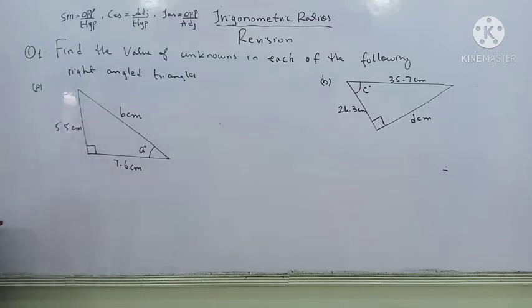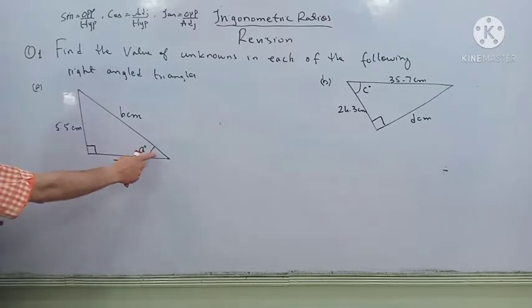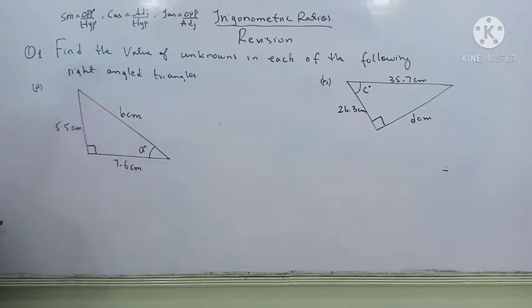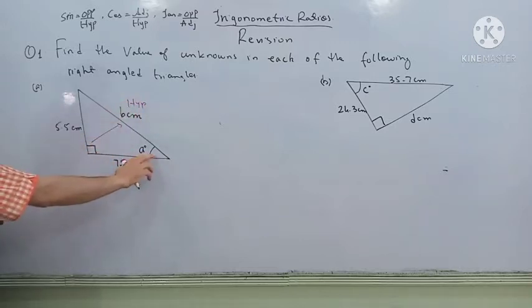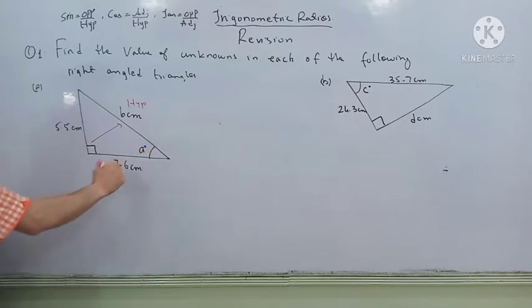So first question, find the value of the unknown in each of the following right angle triangles. So you can see that we have an angle, right? Here we have an angle which we have to find out, and B is the side. So you know that these ratios always apply on a right angle triangle. So we know that we have to name the three sides of a right angle triangle. So we know that in front of 90 degree, this is the hypotenuse, right? The side which is adjacent to the acute angle, this is called adjacent side, and this is opposite because it is directly opposite to the acute angle.